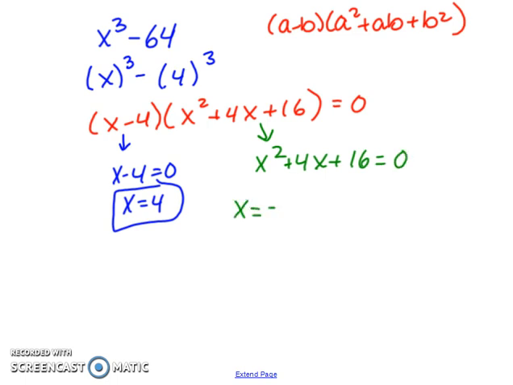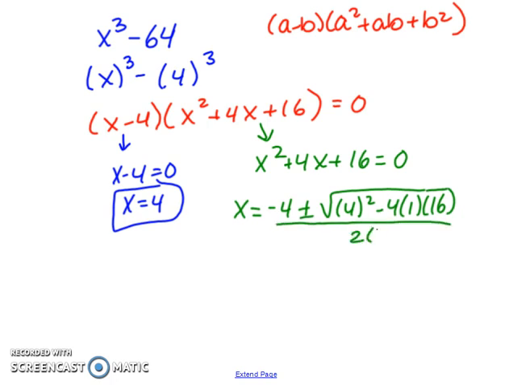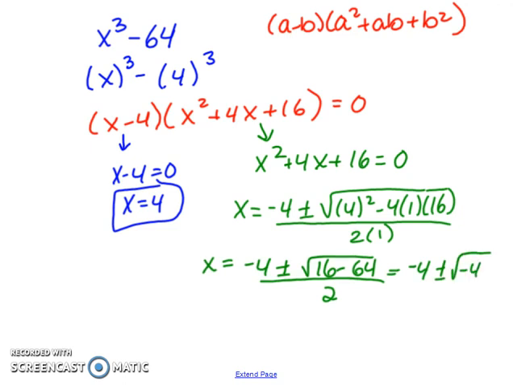So x equals negative b, so negative 4, plus or minus the square root of b squared minus 4ac, all over 2a. So when we solve this, we're going to get the square root of 16 minus 64, over 2. So negative 4 plus or minus the square root of negative 48, over 2.